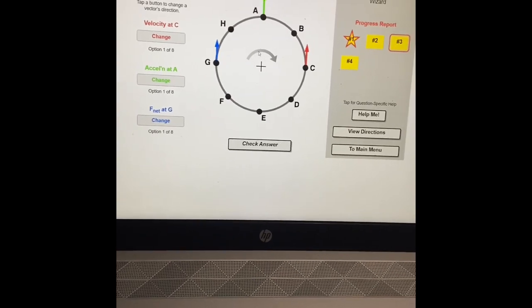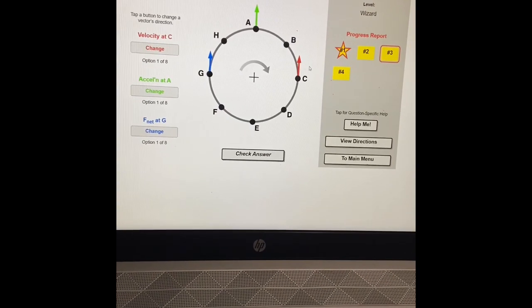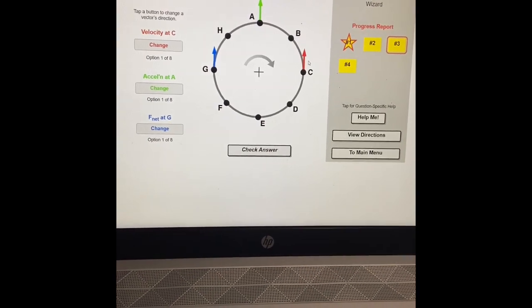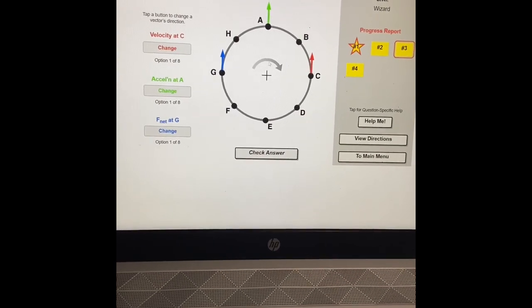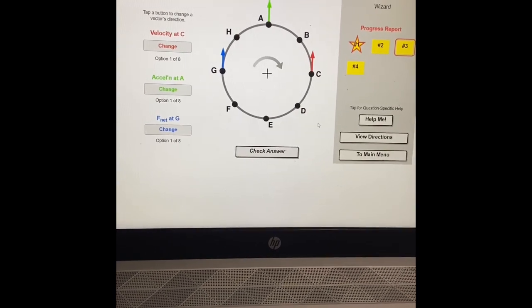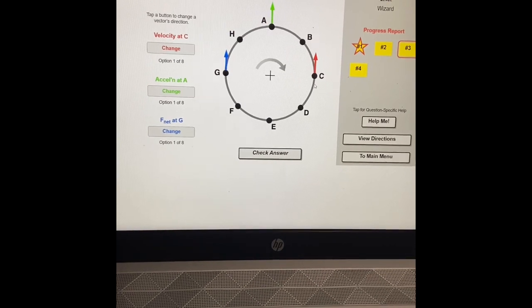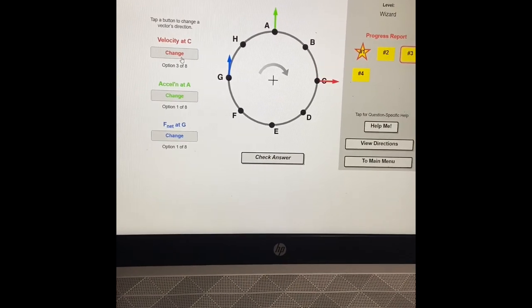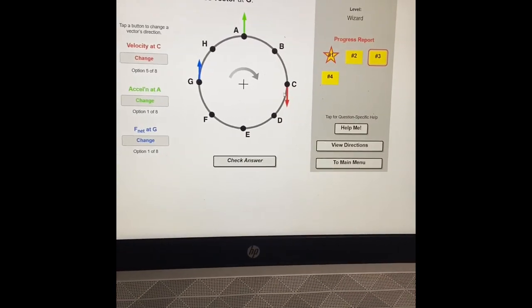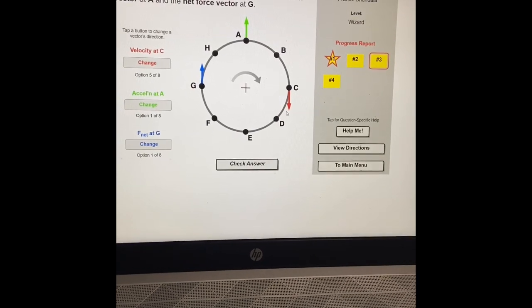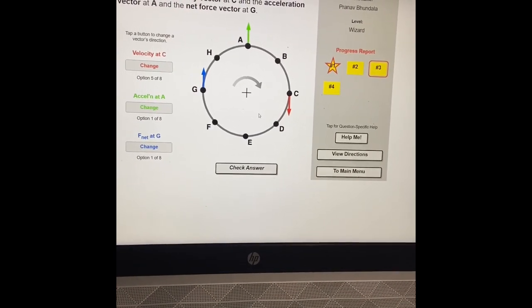So velocity. As you can see, it's moving this way. As we explained in the previous question, let's find something that's moving tangent to the circle and moving clockwise. So it should be moving directly downwards as the velocity at this specific point. Let's move it around. This one. This is tangent to the circle, and it's moving in the direction that the circle's moving in.